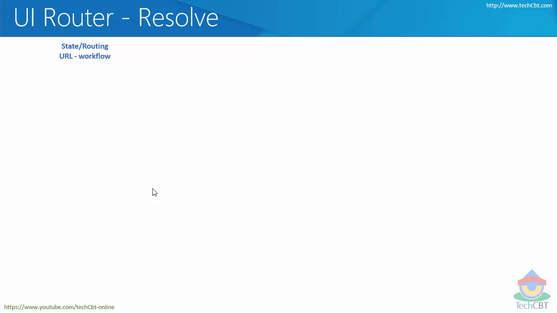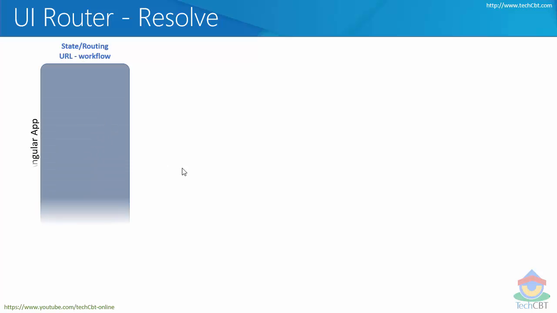In the first case, we would like to see the routing URL workflow. Which means how the execution workflow works as part of the UI Router mechanism whenever you are using a routing URL. Imagine you have an Angular application and you are redirecting to a new state or new route from an existing route.